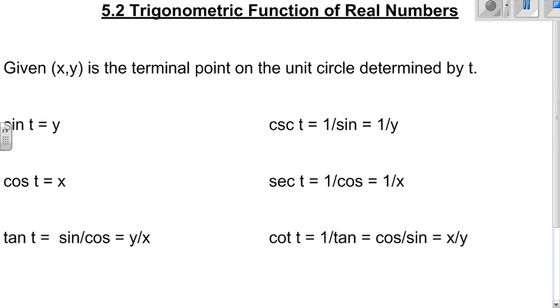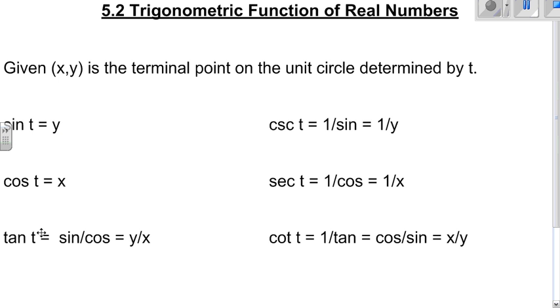Section 5.2, Trigonometric Functions of Real Numbers. So this relates to the unit circle that we were talking about in the last lesson. If the point (x, y) is a terminal point on the unit circle, determined by t, then sine of t is y, cosine of t is x. So it just means cosine is the x-coordinate, sine is the y-coordinate.